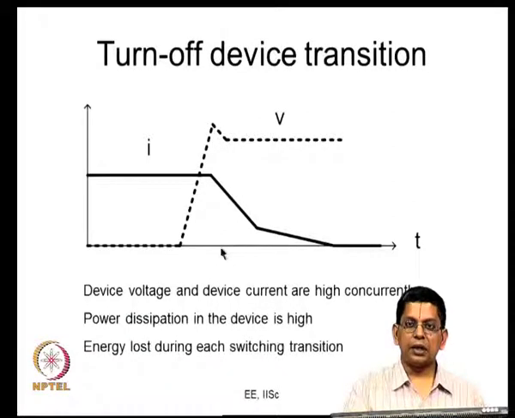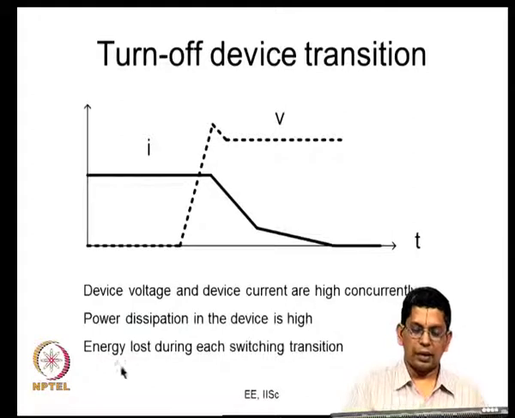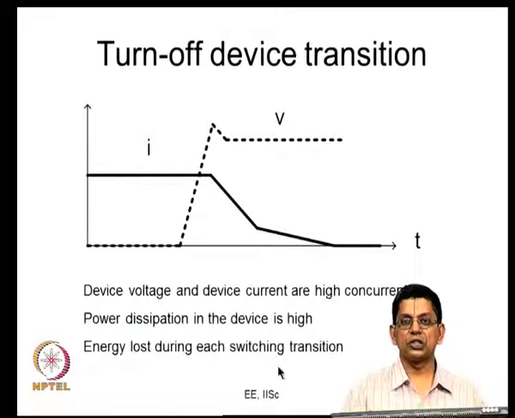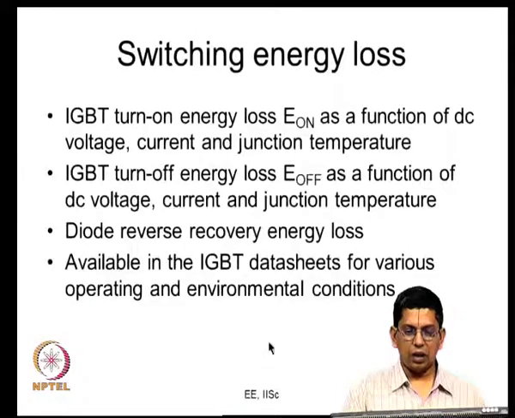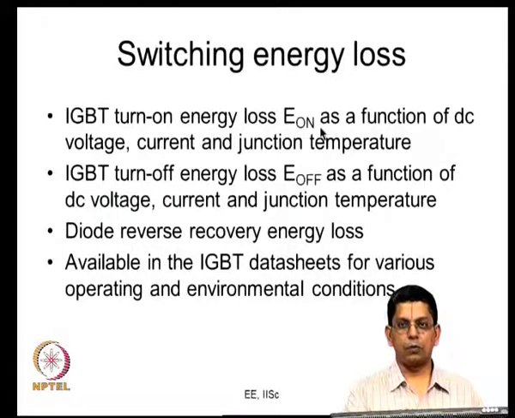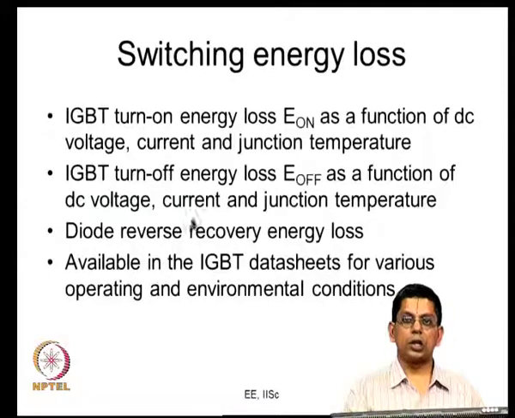And if you calculate the area under that, you integrate this over this switching interval, you are going to get the energy lost during turn off transition. So this is what is called E off, energy loss during turn off transition. So this E on and E off, turn on energy loss and turn off energy loss, are important for us to evaluate the overall switching loss.